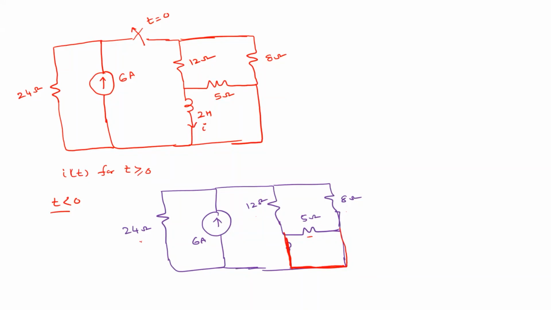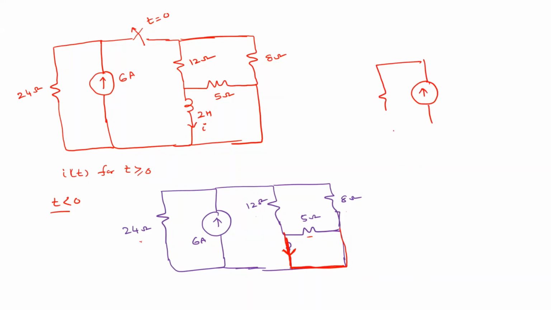Yes, sir. Okay. So now you need to find out this current, the current that goes through the 12 ohm resistor. So how to find that? 24, 12 and 8 are in parallel now, sir. Yeah, so the circuit will be modified like this, right?